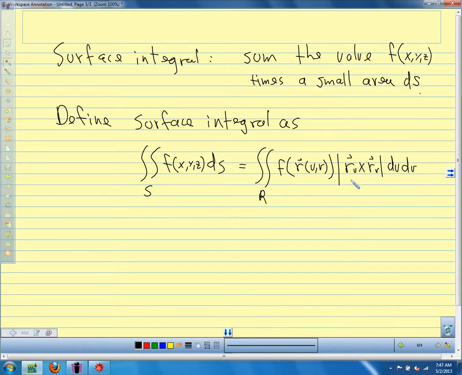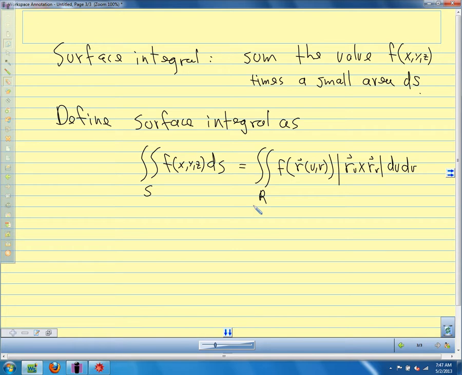So f is our function expressed in terms of the parameters that we use to parameterize our surface, and this is the magnitude of our normal vector, and our region R is the region in the UV plane. So this is exactly how we defined our line integral. We're using the same thinking, just extending this to a surface integral.